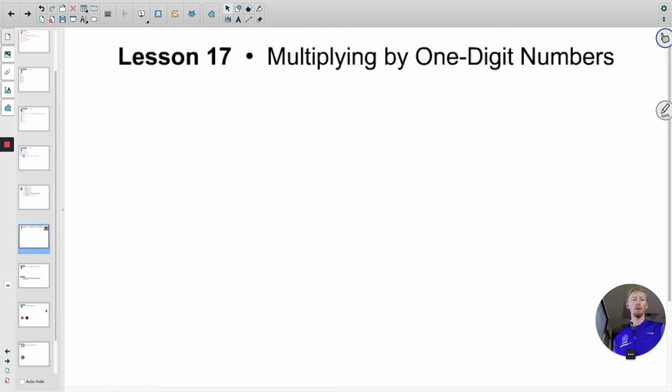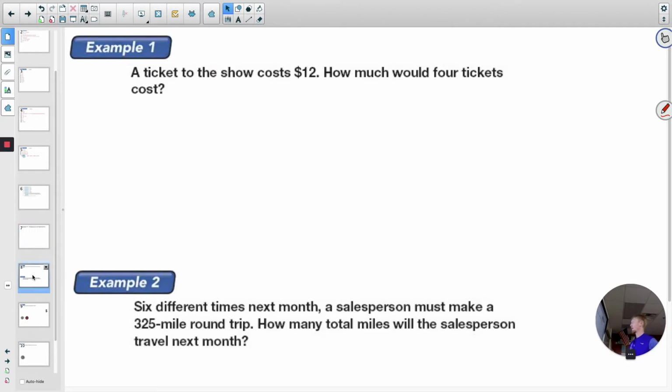All right, fifth grade, we are reviewing how to multiply with one-digit numbers today. Multiplying with single-digit numbers. So, I take a look at my first example. It says a ticket to the show costs $12. How much would four tickets cost? So I have $12, and I'm multiplying that by four tickets to give me my total.